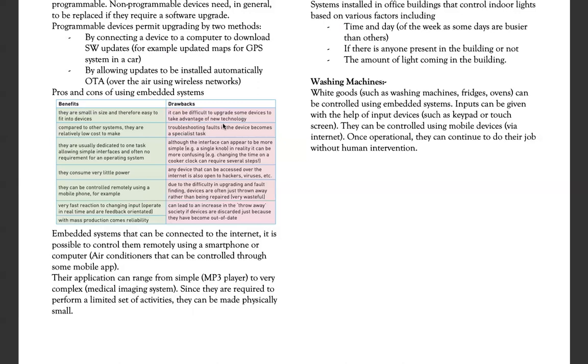You need specialized devices. For example, let's go back to our car fuel injection system. It needs a specialized computer to connect to it. It doesn't connect to just any other computer. It needs a specialized port and a specialized computer to connect to the onboard fuel injection system of a car. Troubleshooting faults in devices becomes a specialist task. Only specific people who are trained to operate on embedded systems can do it. Not every person can handle it.